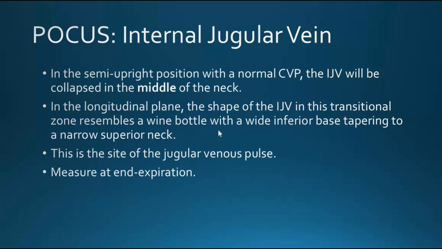In the longitudinal plane of the ultrasound, the shape of the internal jugular vein in the transitional zone resembles a wine bottle with a wide inferior base tapering to a narrow superior neck, and we'll see that in the next slide. That will be the site of the jugular venous pulse, and usually it's measured at the end expiration.